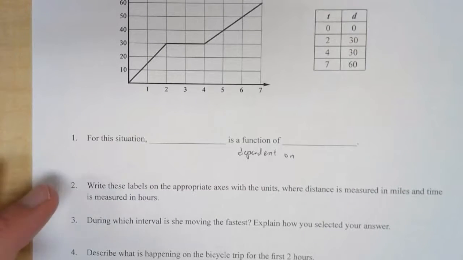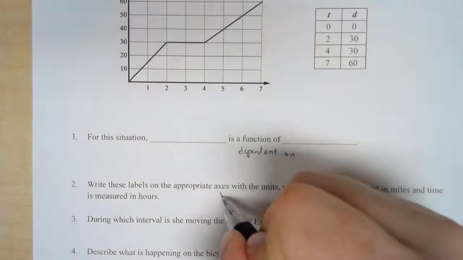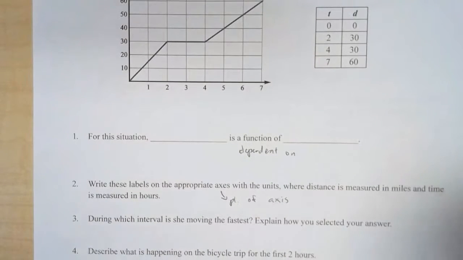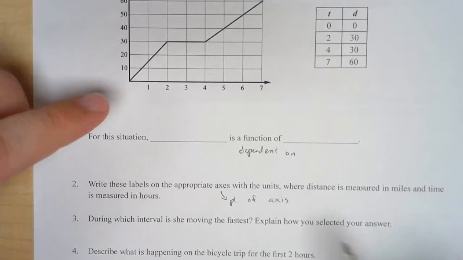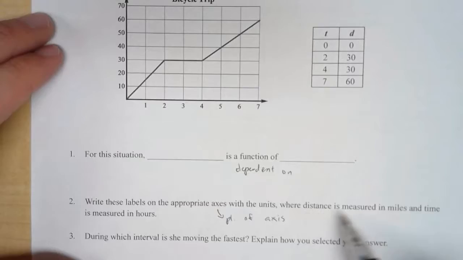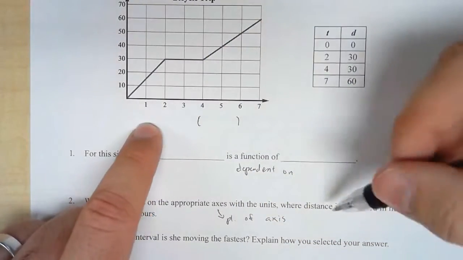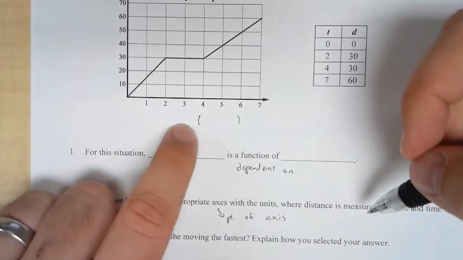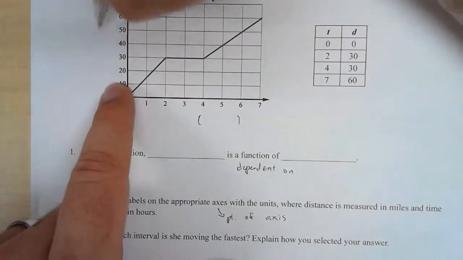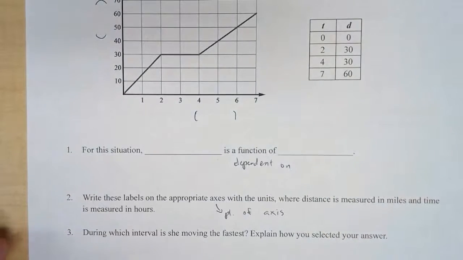Okay, now we're back. Part 2. Write the labels on the appropriate axes with the unit. So remember, axes is just the plural of axis. What they're saying is, make sure one of these axes is going to be one thing, one of these axes is going to be the other thing, and also make sure you say it's measured in miles. So put either time or distance, and if your unit is miles for your distance, then put miles. And the same thing over here, and just put it in parentheses to say this is measured in units, and this is measured in units.